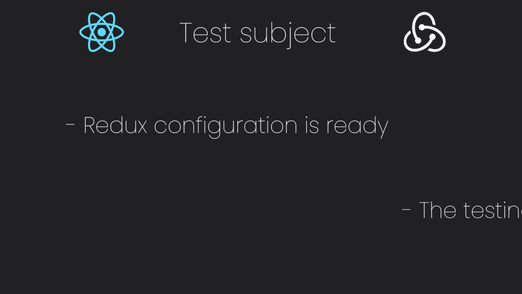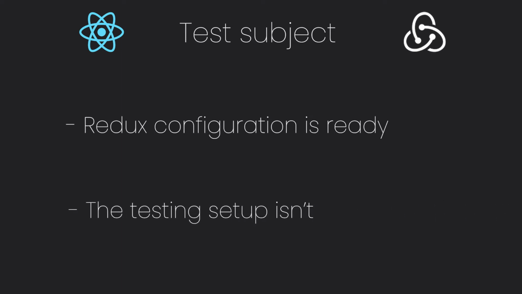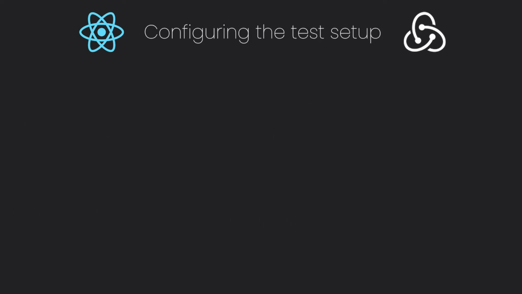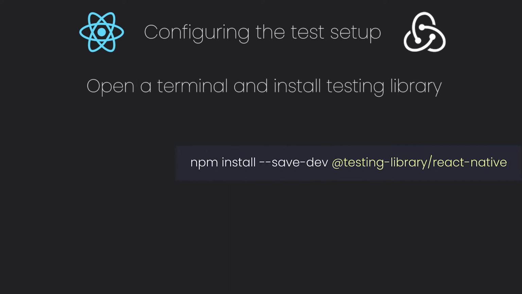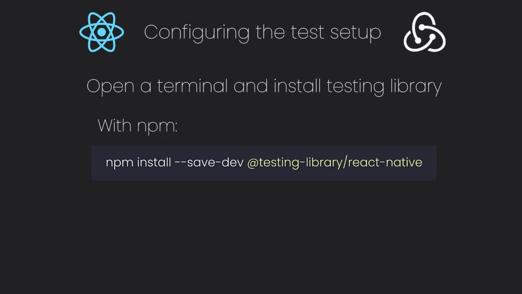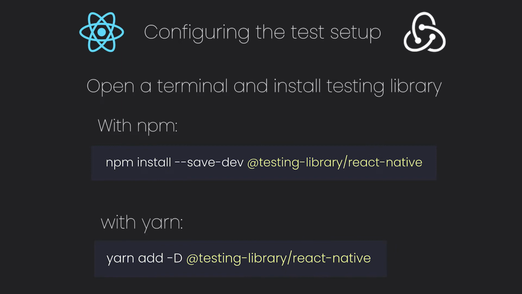Although the project is fully functional and already works with Redux, the testing environment is the default one provided by React Native CLI when you create a new project. So, the first step we'll take is installing testing library in our project. You can do it by opening a terminal in your project's folder and typing npm install --save-dev @testing-library/react-native. Or you can do it by using yarn by simply replacing the npm install command with yarn add and by also replacing --save-dev with -D. Make sure to copy the command exactly as it is written on the screen right now.